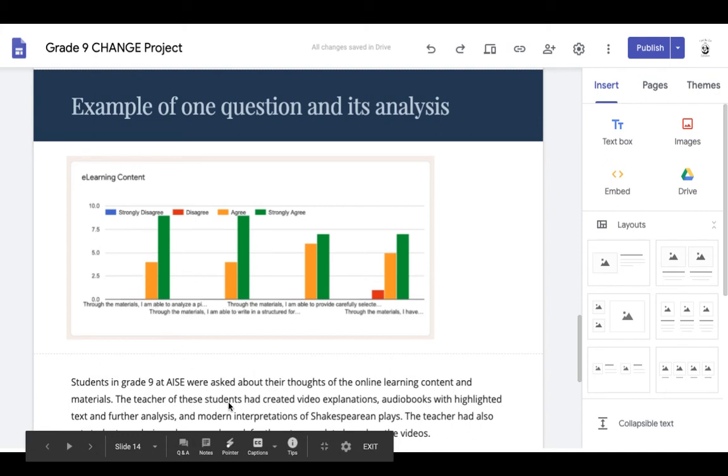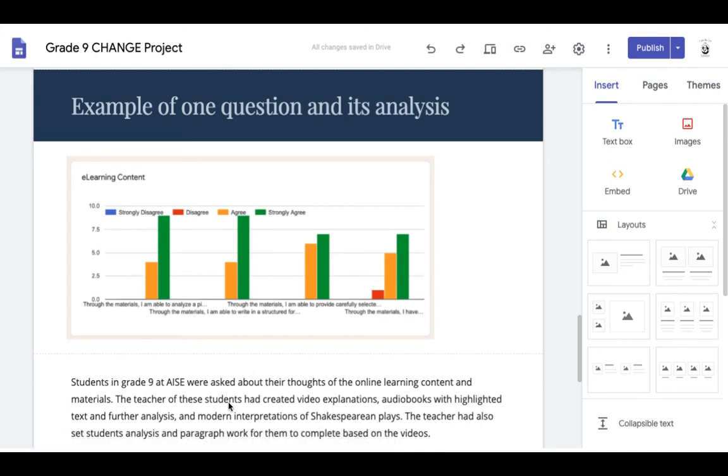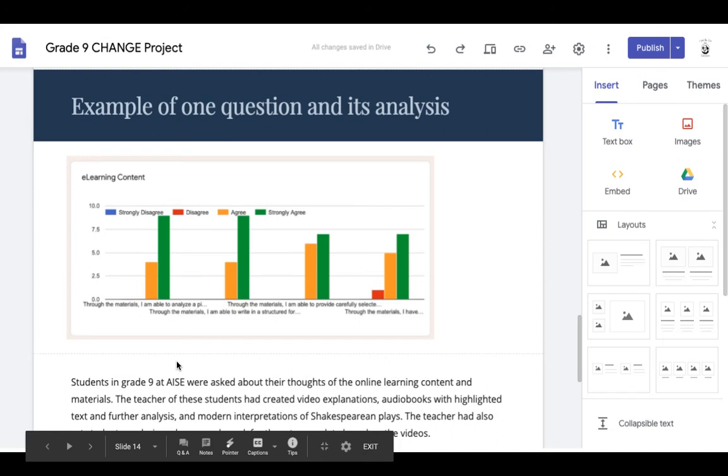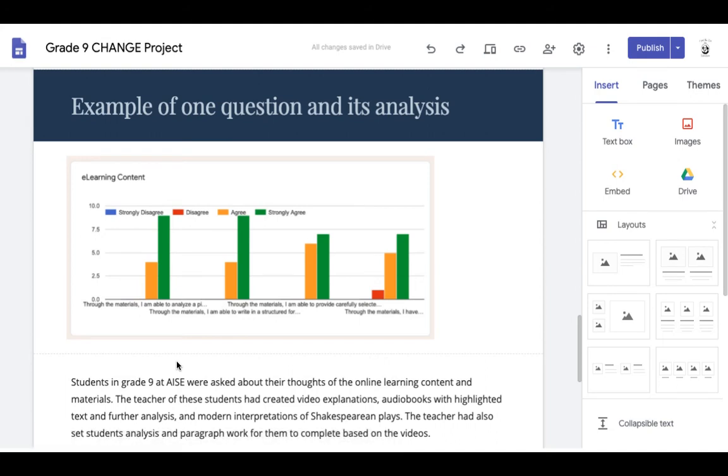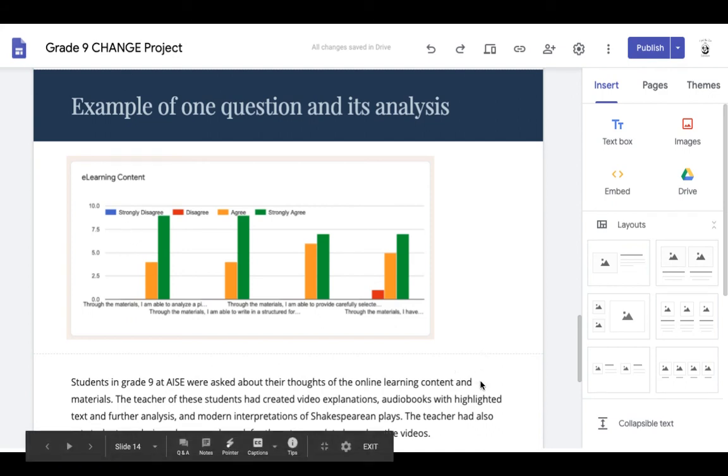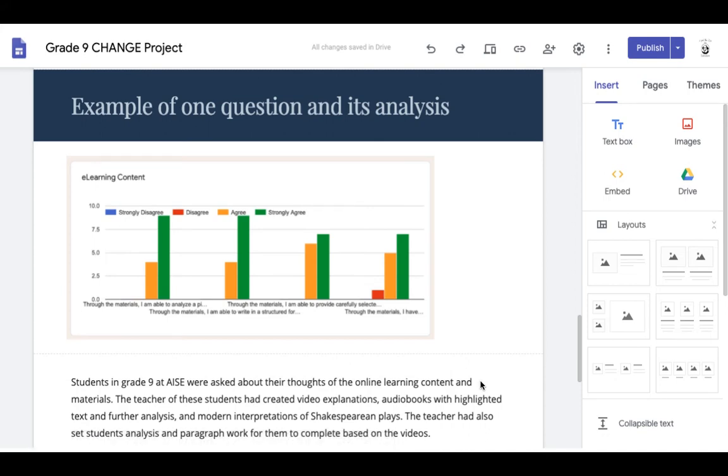The teacher of these students had created video explanations, audiobooks with highlighted text and further analysis, and modern interpretations of Shakespearean plays. The teacher had also set students' analysis and writing structure work to go along with the videos. That gives anyone who doesn't know you, your website, or the students who were questioned all the information. This person now knows that I surveyed grade 9 students, I asked them about e-learning content, and the teacher was doing this, that and the other.